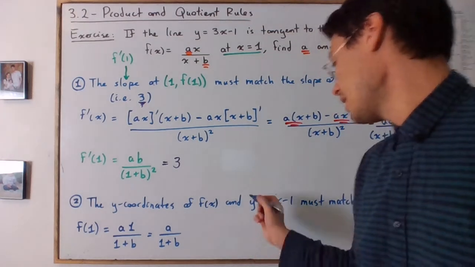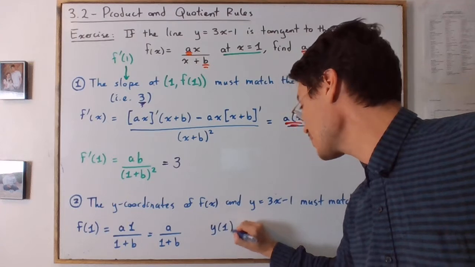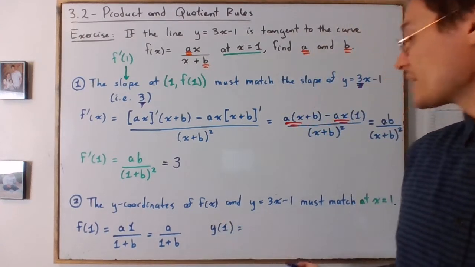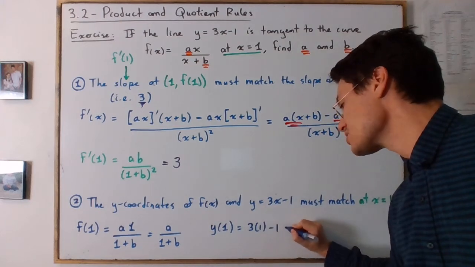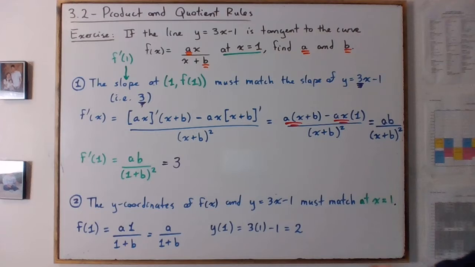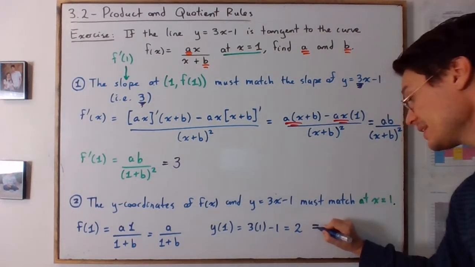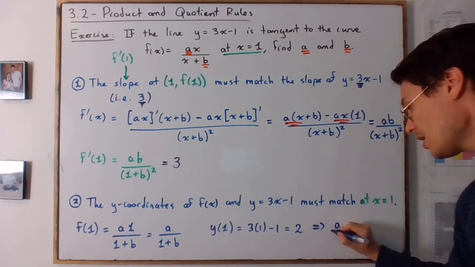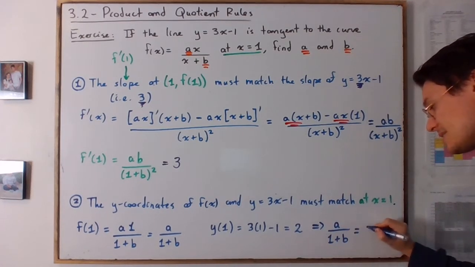And then y of 1, let's put it this way, right? This is like okay notation. That's going to be 3 times 1 minus 1. So in other words, it's going to be 2. So what does it mean? It means that we have a second equation. It means that a over 1 plus b is equal to 2.